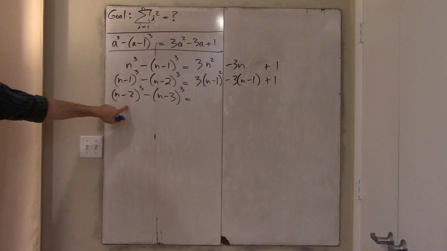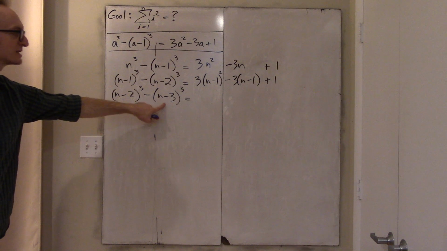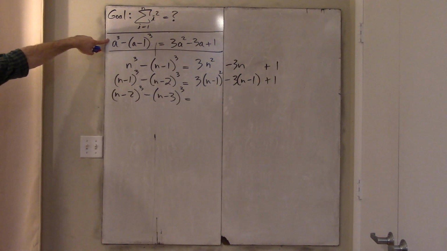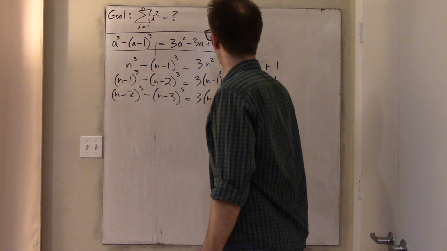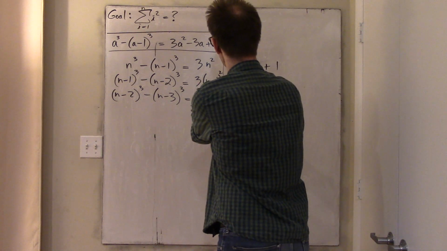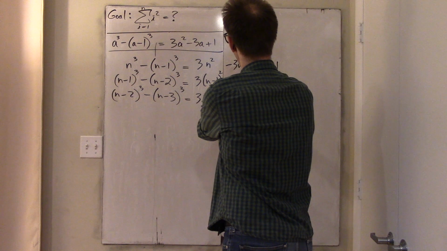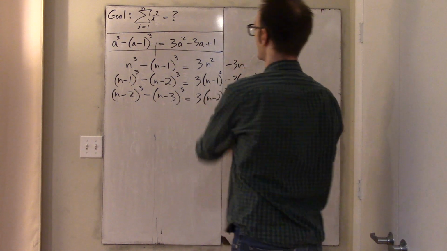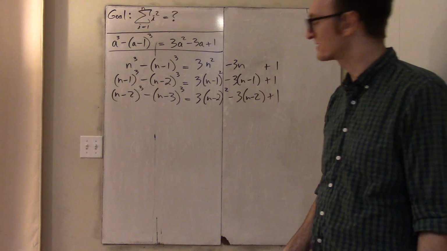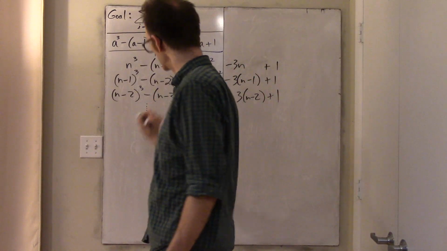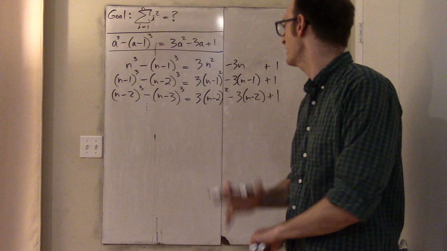Again, it's just the difference between a cube and the previous cube. Let's use this formula. A is now n minus 2. So this is 3 times (n minus 2) squared minus 3 times (n minus 2) plus 1. Okay, and we're going to do this a lot, keep writing these equations. Of course, n is general.